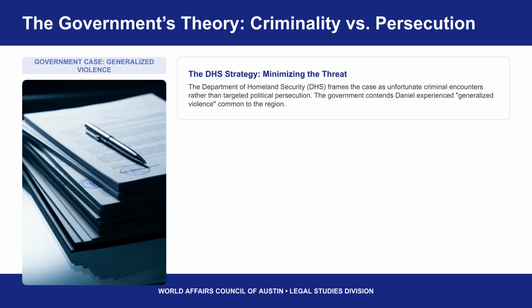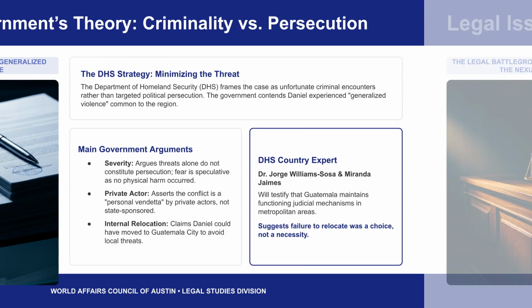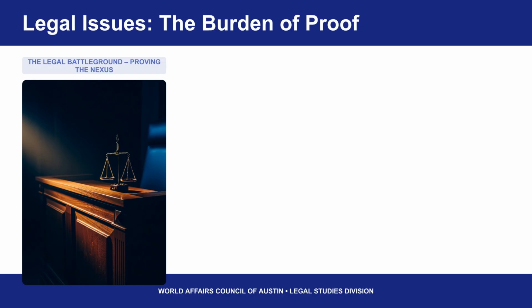The government's theory, led by the Department of Homeland Security, minimizes the threat as generalized violence rather than targeted persecution. Their main arguments challenge severity, claim the actors were private, and suggest internal relocation was possible. The legal issues focus on the burden of proof.